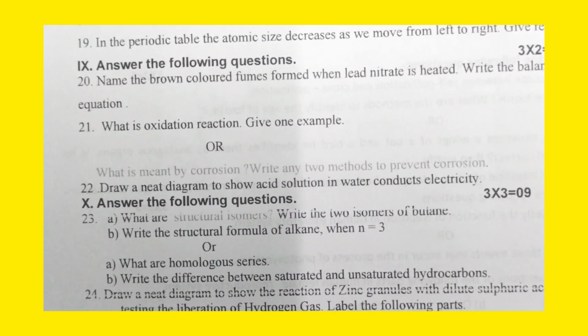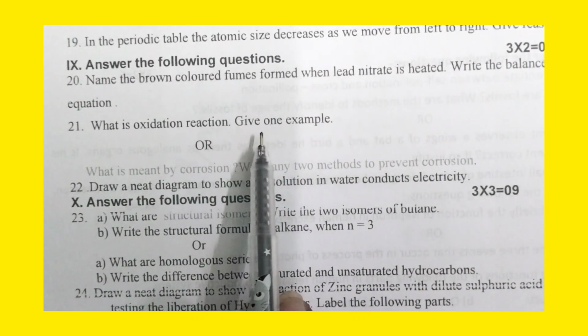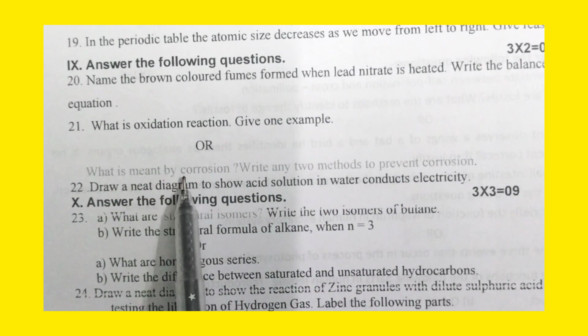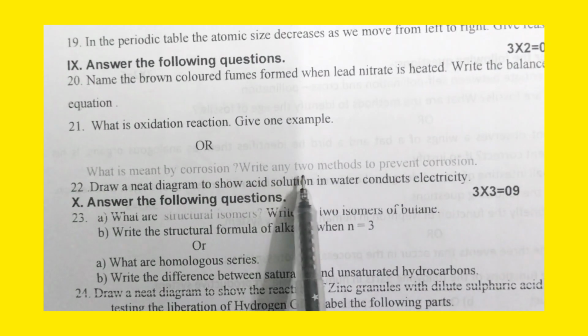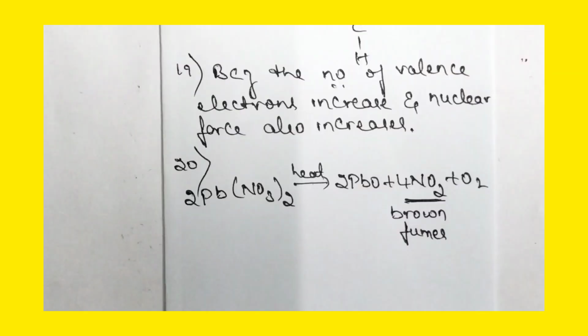Now let us write the next one: what is an oxidation reaction? Give one example. Along with that, one more question is asked: what is meant by corrosion? Write any two methods to prevent corrosion. Let us answer both questions.